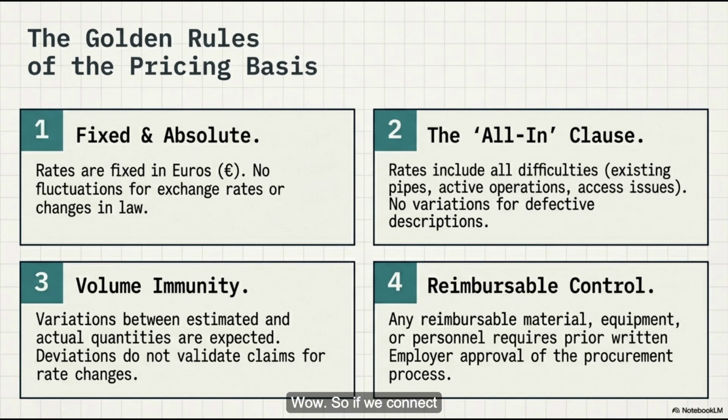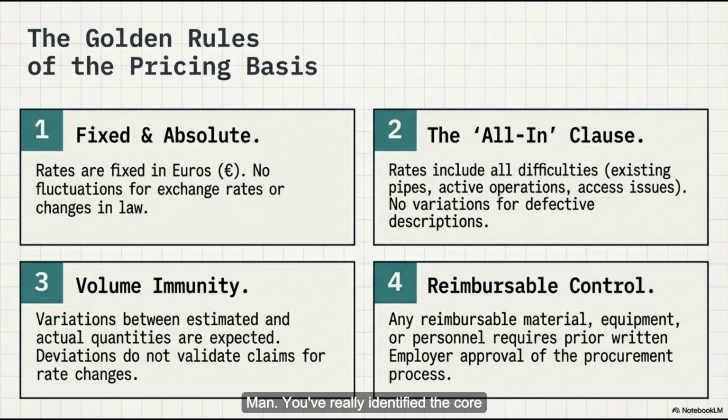Wow. So if we connect this to the bigger picture, this forces a brutal game of economic brinksmanship. Absolutely. It's a masterclass in risk transfer. Because as a contractor, to protect yourself against that unknown underground cable, you have to pad your unit rate. You have to price in the worst-case scenario for every single trench. And here's the catch. If you pad your rate too much, you lose the bid. Right. You lose it to a competitor who is willing to gamble that the soil is clean.